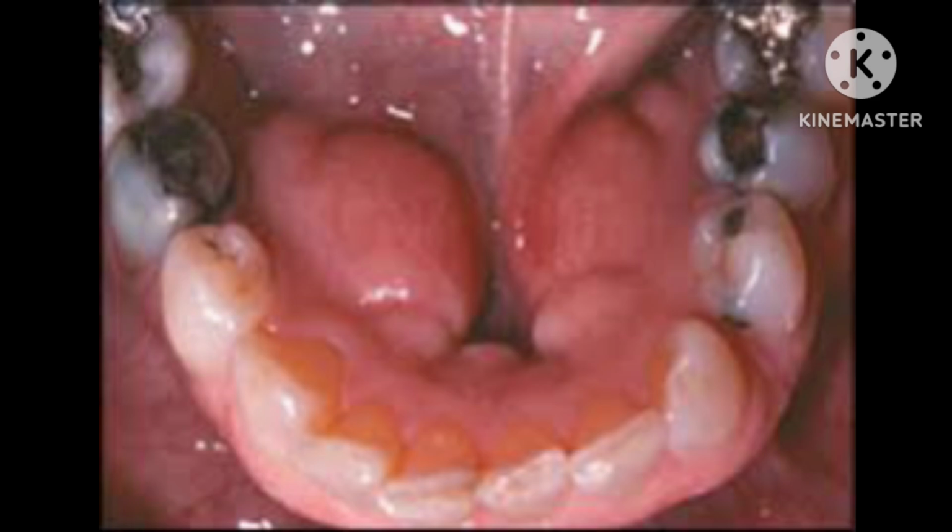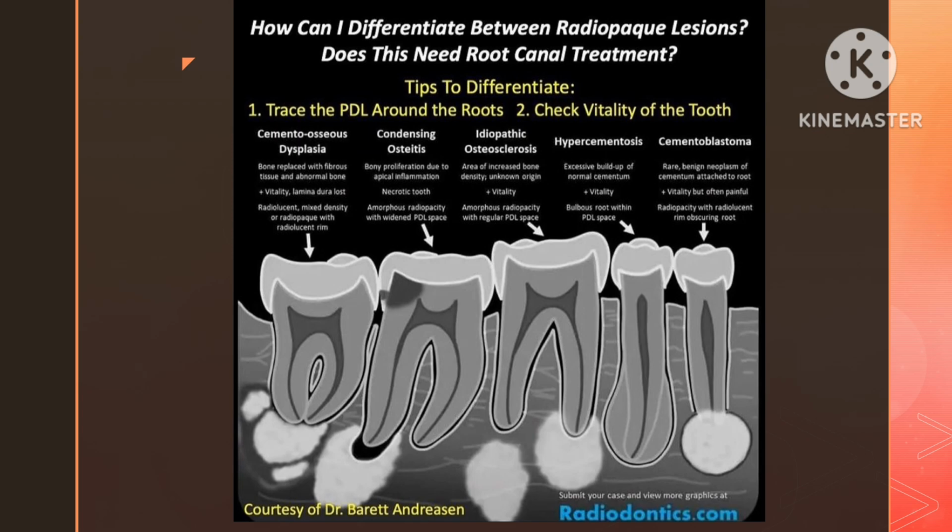If we talk about the etiology of oral exostosis, it is often linked to stress on the bone from chewing or bruxism. Genetic factors may play a role. But in the case of tori, they are primarily genetic, more common in certain ethnic groups.